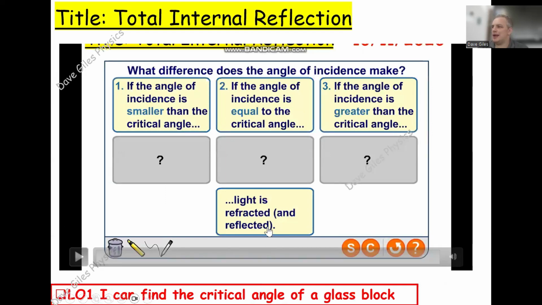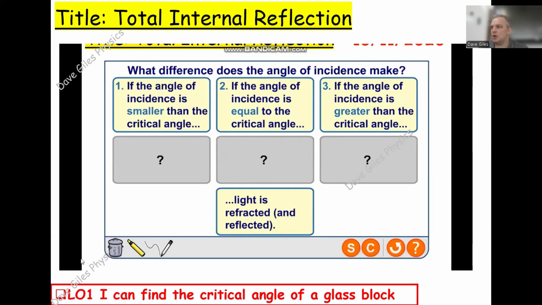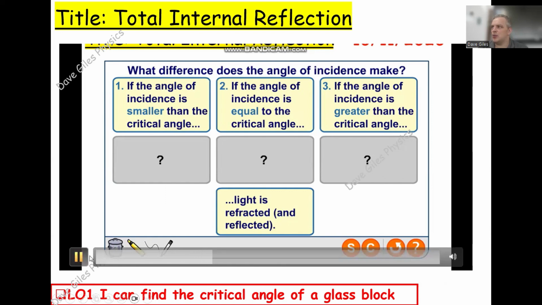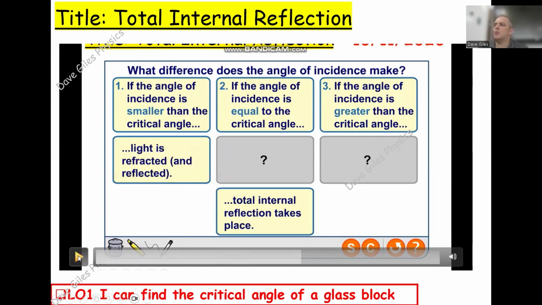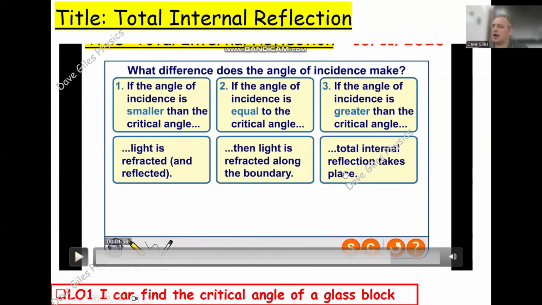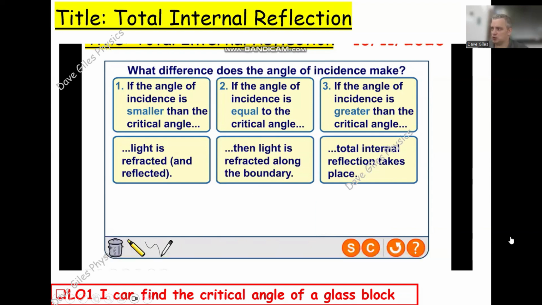So a couple of quick questions. For light is refracted and reflected, which one is this referring to? This happens when the angle of incidence is smaller than the critical angle. Total internal reflection takes place when the angle of incidence is greater than the critical angle. And finally, if the angle of incidence is equal to the critical angle, then light is refracted along the boundary.